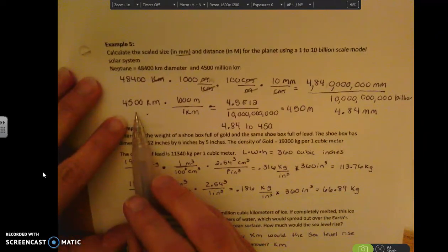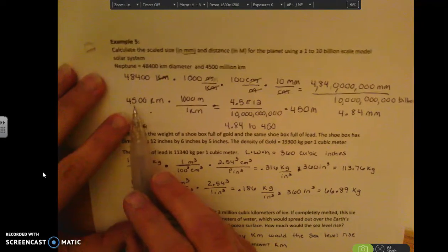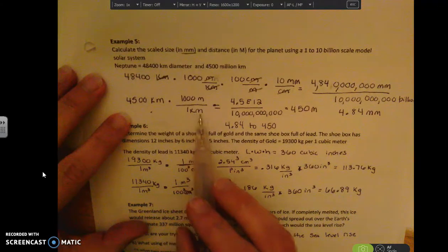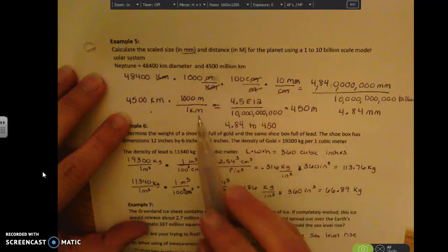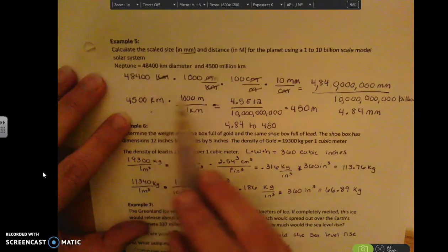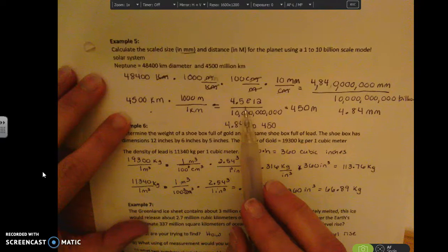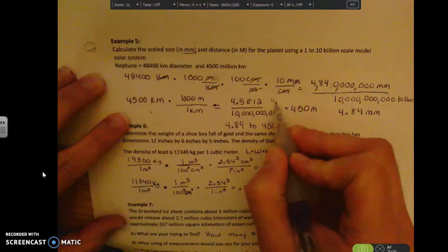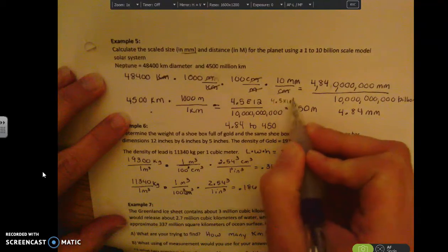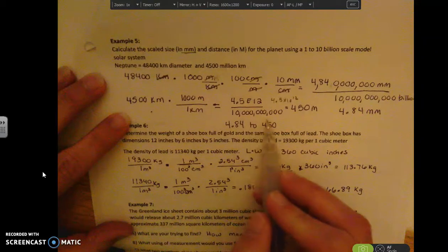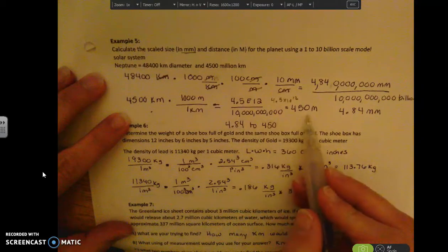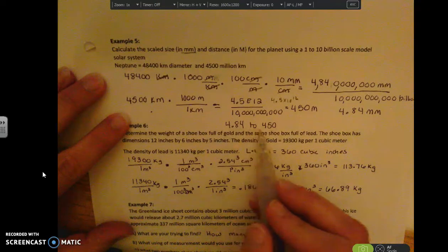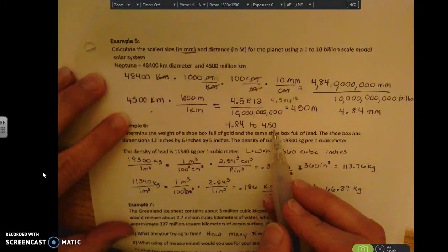And then I'm going to do the same thing for the distance. So I have the 4,500 kilometers times 1,000 meters over 1 kilometer, but I want this to be in terms of meters. So I'm going to just multiply this across, and I get sometimes in my calculator a strange number. This is scientific notation. It means the same thing as 4.5 times 10 to the 12th. And then again, I need to divide by a billion, so I get 450 meters. So the scale would be 4.84 millimeters to 450 meters.